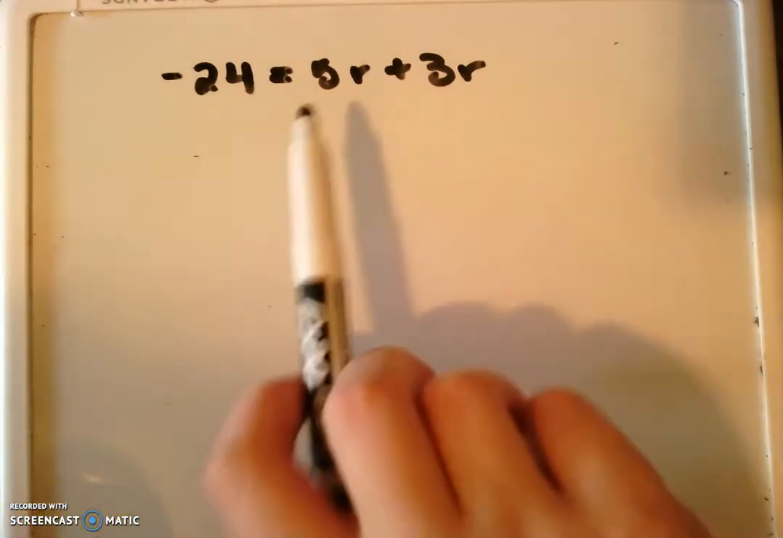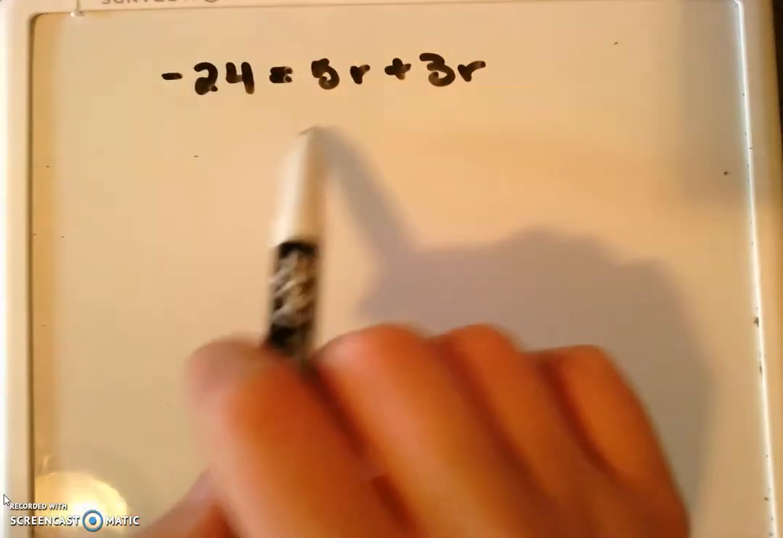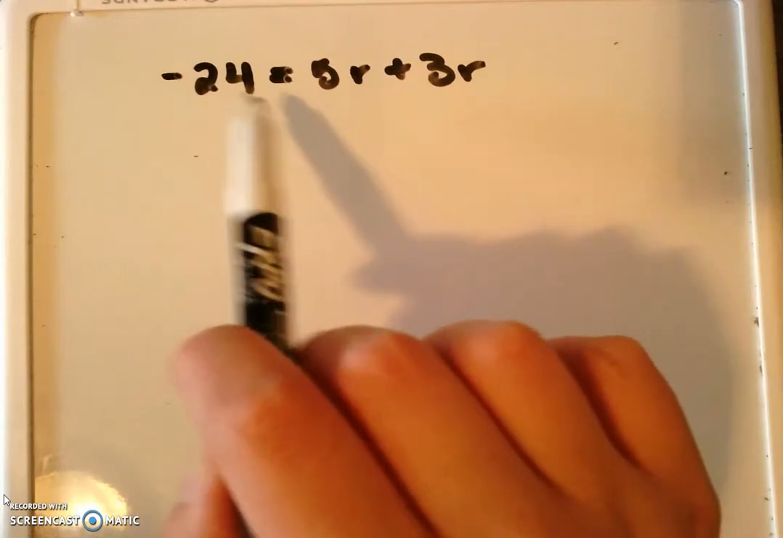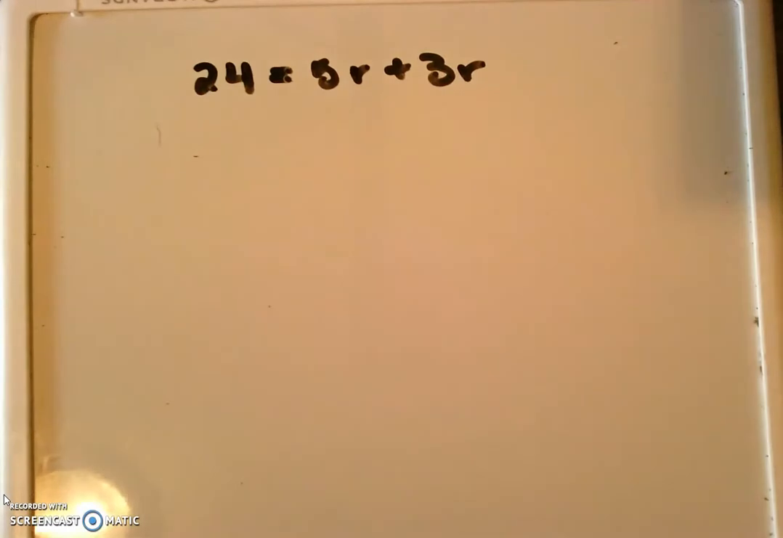This one has two variable terms. They're both on the same side. So I chose the equation -24 equals 5r plus 3r. Now I know that the -24 is on the left side, but for my problem, I'm actually going to turn it into a positive 24. So if you want to take away a negative on one side, you can.